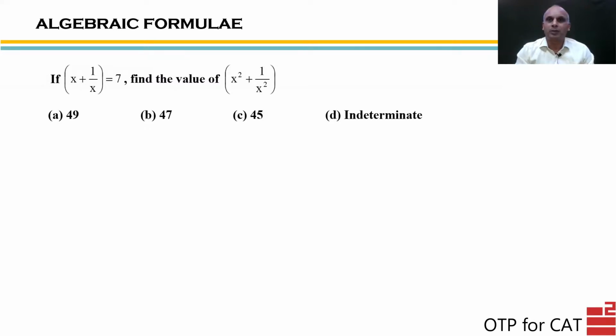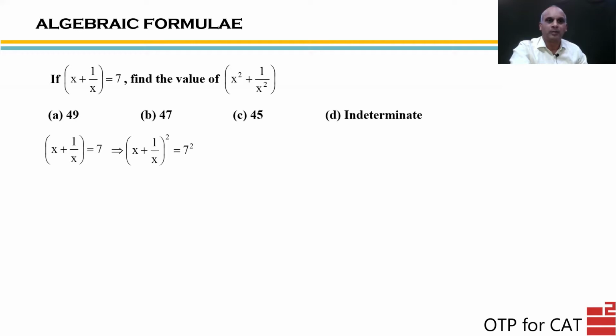Now let's try a couple of questions based on these formulas. My first question is, if x plus 1 by x is 7, find the value of x square plus 1 by x square. Now, how will you go about this? It's clear from the question itself that we have to do squaring on both sides of the given equation. So x plus 1 by x is equal to 7. If we square both sides, we will get x plus 1 by x whole square is equal to 7 square.